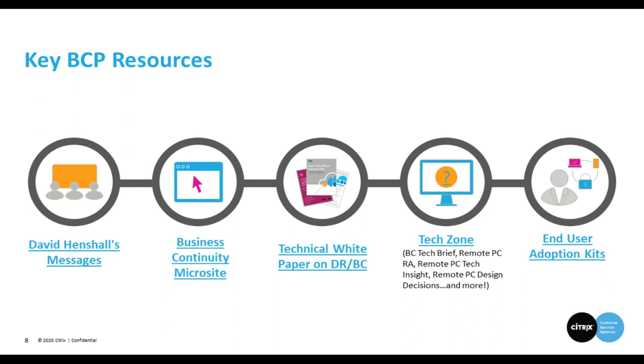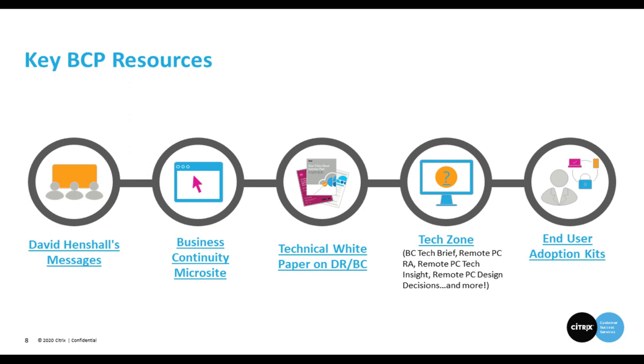And then last but not least, the end user adoption kits. One of the things that's interesting, and makes sense now, but I don't think we saw this coming, was there's a ton of brand new work from home or remote users. And I think everyone's been reading the articles in the newspaper about how to stay productive at home. But there's a ton of new Citrix users as well, right? And these are users that don't know what Citrix is. They don't know what Receiver is or Workspace app.